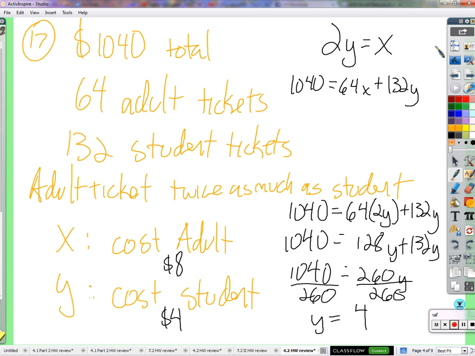How do you just replace x? If it just says x equals, then only replace x. If it says 64x equals 2y, then replace all of it, replace 64x. But if it's like 64x plus 32, you just replace x, as long as the other equation is saying x equals something.